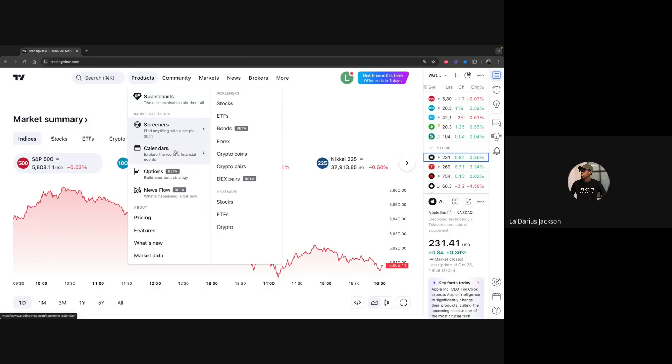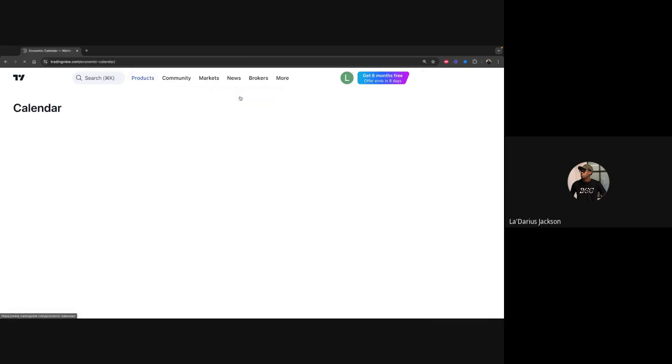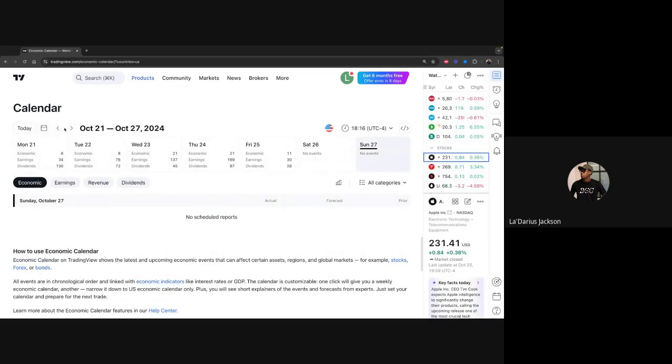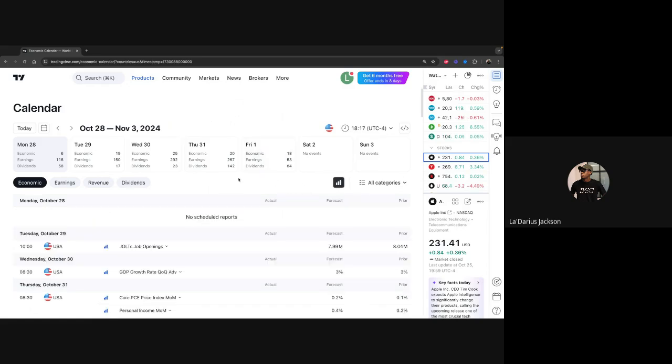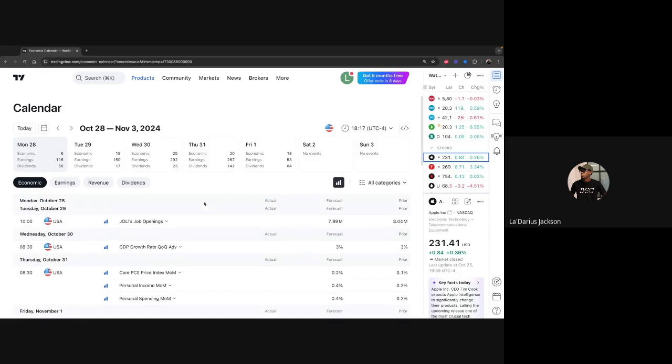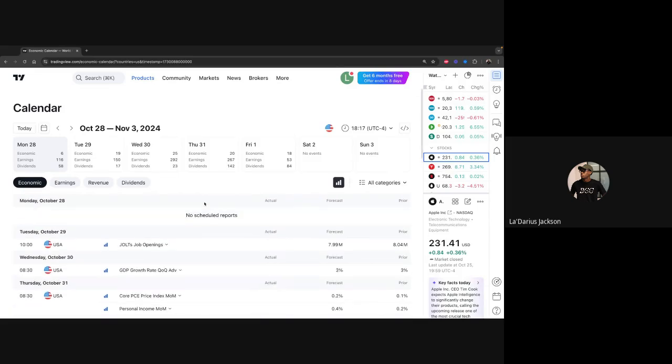First thing, of course, we need to check the economic calendar. All right. Week of the 28th to the 3rd. What do we have? So let's turn on only important indicators. So Monday, we don't have anything major. Like I said, this week is going to be interesting. We have earnings, but then we also have a lot of reports coming out.